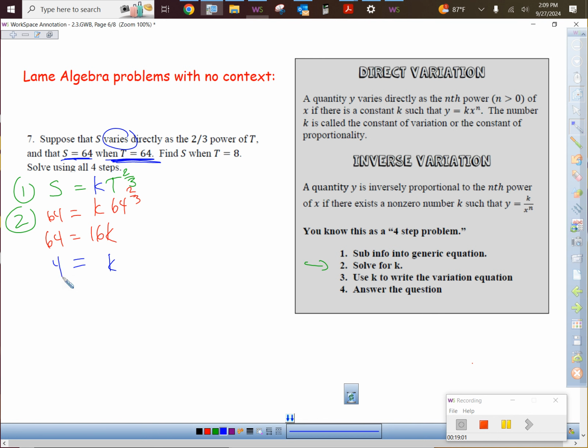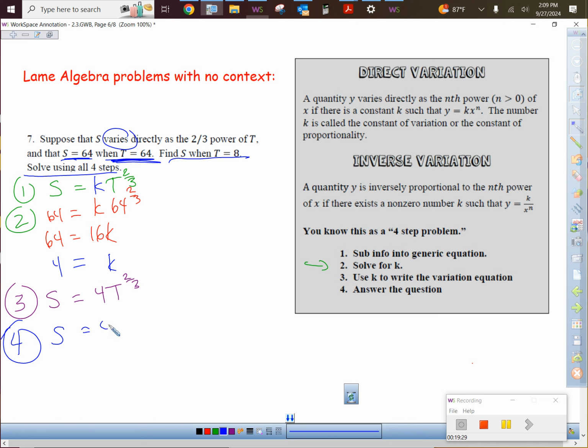That's 4, right? Cool. We have found K. Yes. Step 3, baby. Start over. Redo step 1, but where there is a K, we are going to put 4 in its place. So all I did was start over. And then step 4 is answer the question. They say find S when T is 8. Cool. Find S when T is 8.